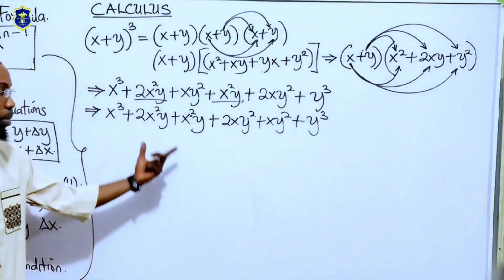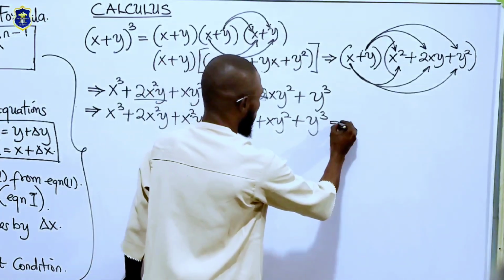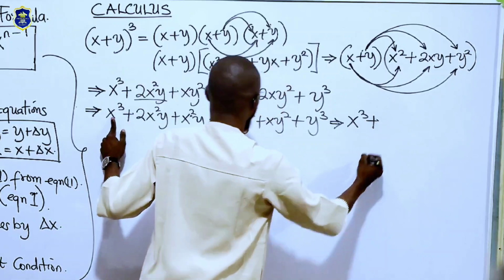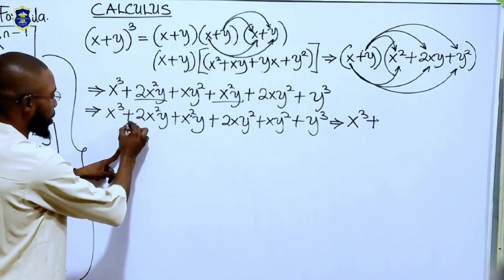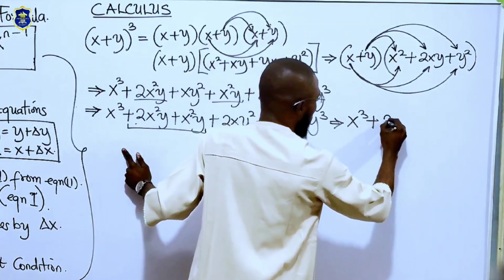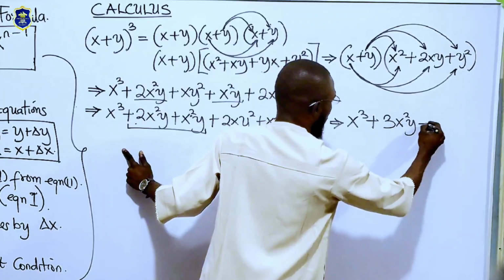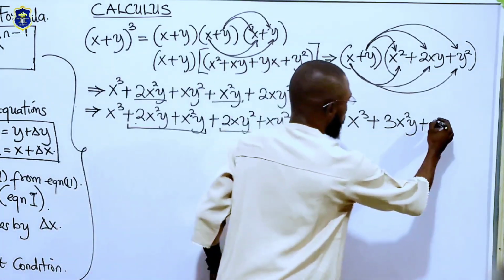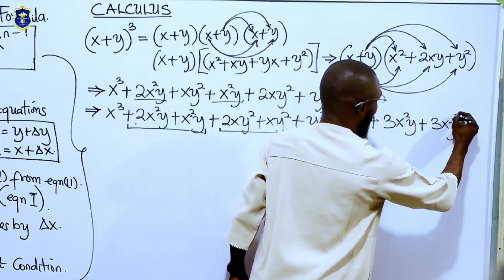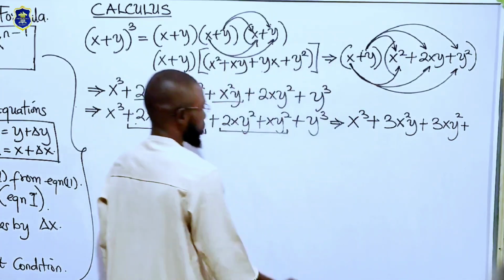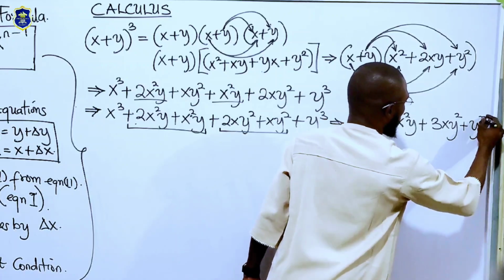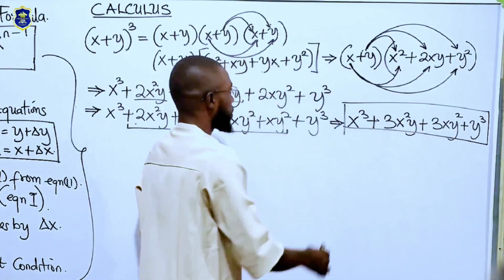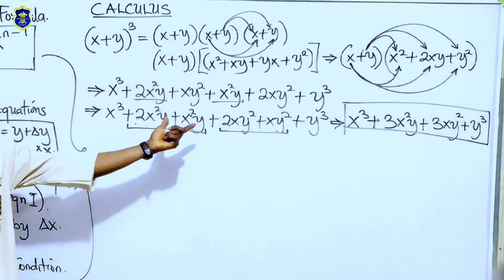cubed, right? By way of expanding this, I believe we're going to get x cubed plus 2x squared y plus x squared y gives us 3x squared y, and then plus 2xy squared plus xy squared gives us 3xy squared, right? Plus y cubed. So this becomes the total overall answer for this expansion. You see how long this gets, right?